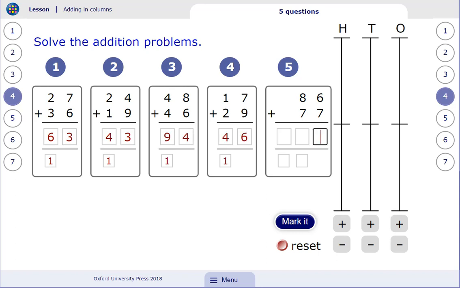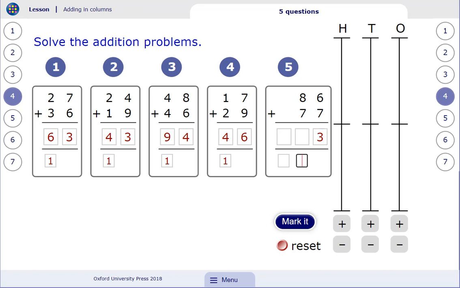How did you get on then? So here, the question looks like it's expecting us to have an answer that's got 100 in it. So let's see how we get on. 7 plus 6 is 13. I still put the 3 ones in the ones column.